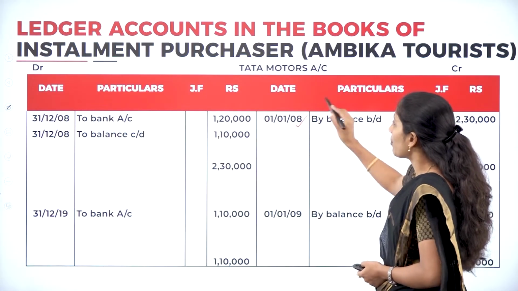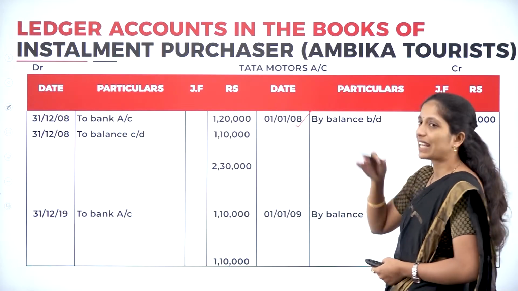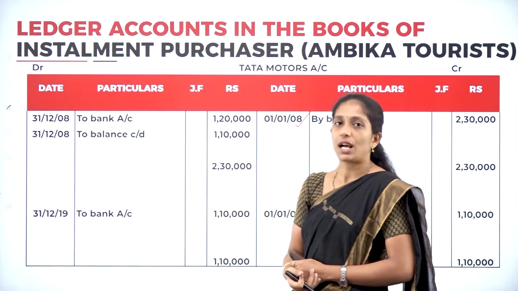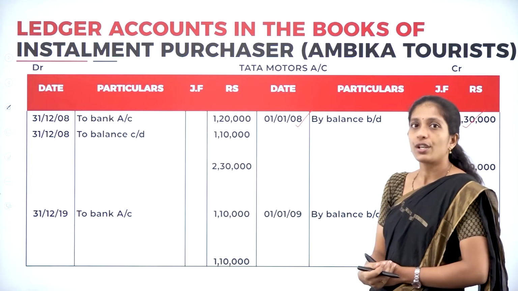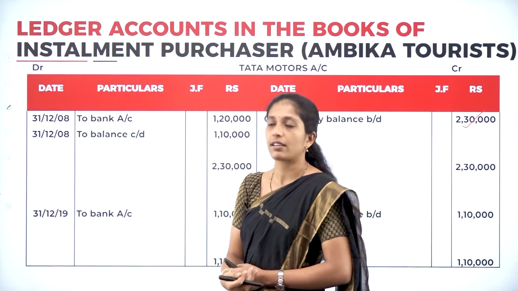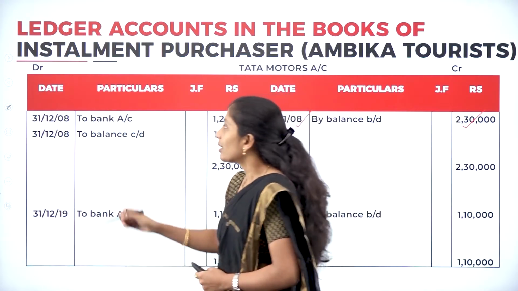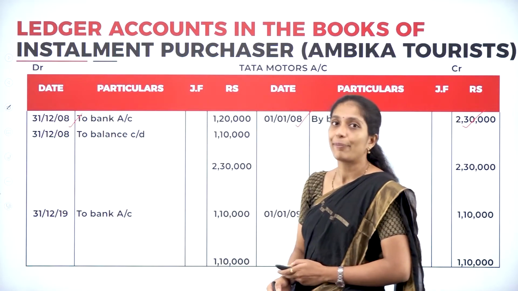Next, whatever amount you have carried down in the previous year, that is in 2007, you have to bring down the balance in the beginning of the next year, that is 1/1/2008, by balance brought down 2,30,000. Here also you are going to record the third installment amount. So what is the entry? Installment seller account debit to bank account. So 31/12/08 to bank account. This is for installment paid.